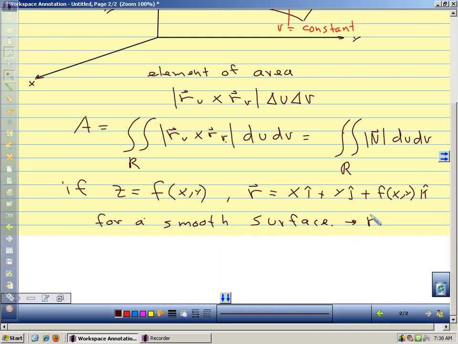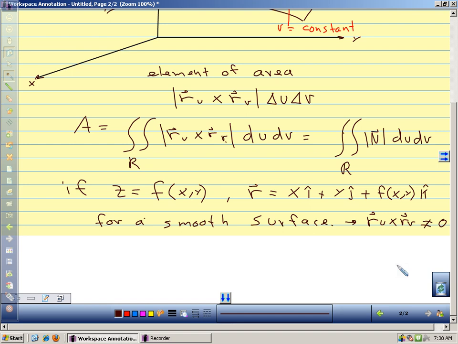So r sub u cross r sub v doesn't equal 0. We're just working with a parametric surface where our functions are well behaved, essentially.